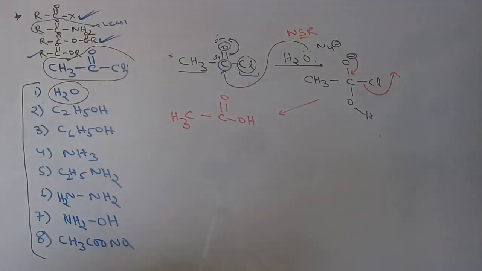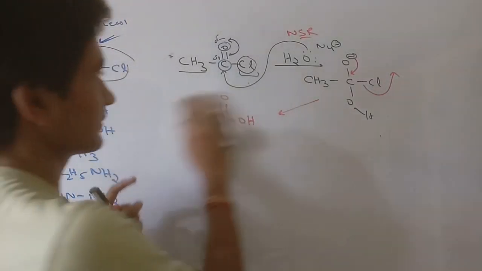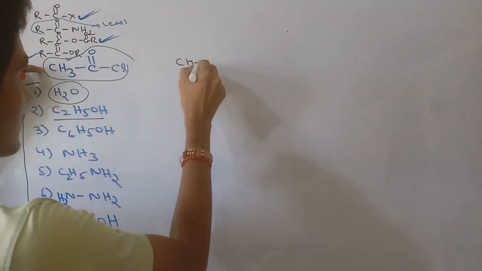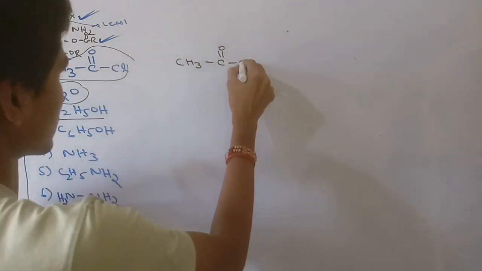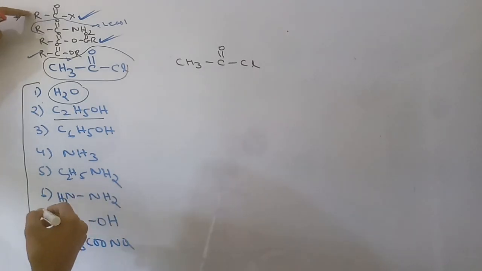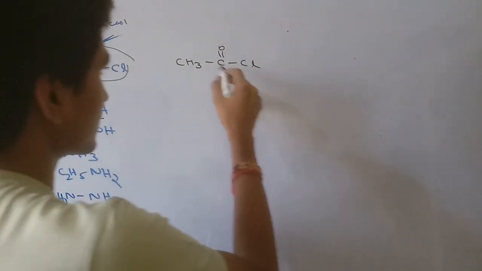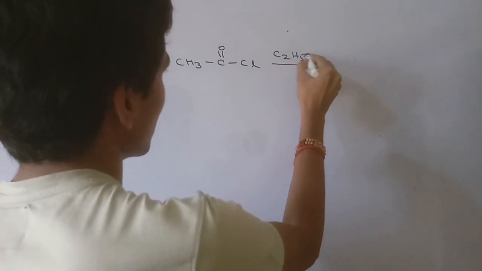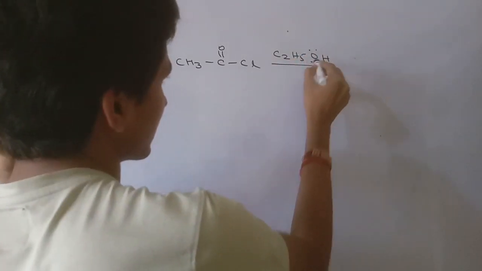Now we are moving to the next reactions. Clear? This is the basic idea you have to develop. Now I am going to solve the second question. The reactant is CH3 C double bond O Cl. The reagent will be C2H5OH. A lone pair is present here.